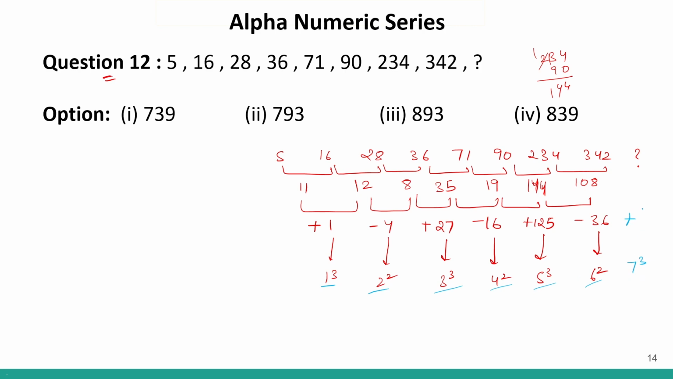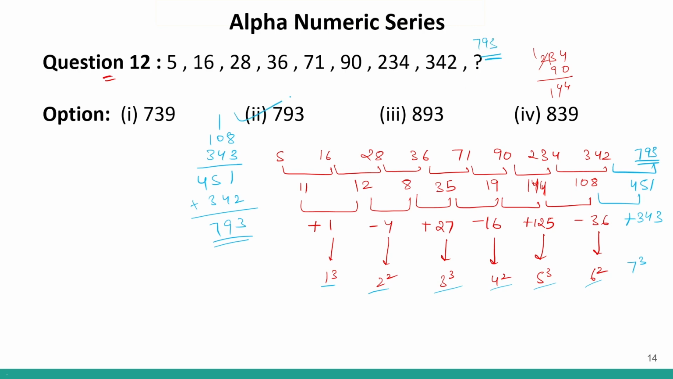7 cube is 343. Correct? So we will add 343 to 108. 108 and 343 will be 451. So 451 will be added to 342. If I add 451 to 342, I'll get 793. So the missing number in the series will be 793, which is given in option number 2. So option number 2 will be the correct answer to this question. Clear? 793 will be your answer.